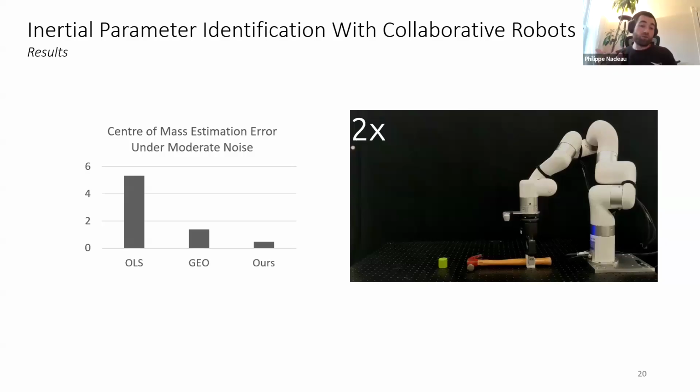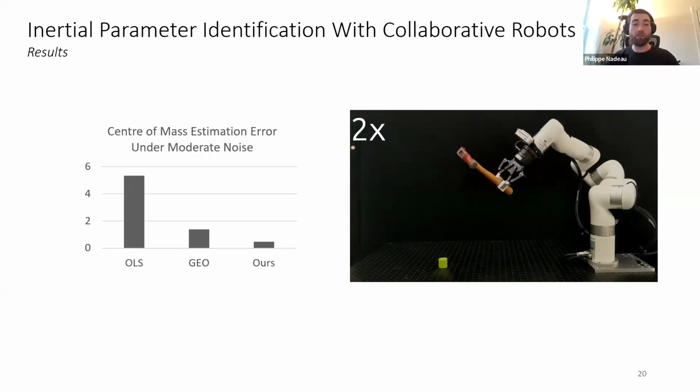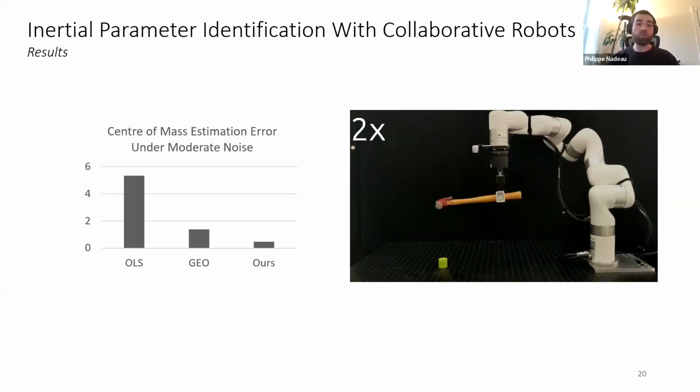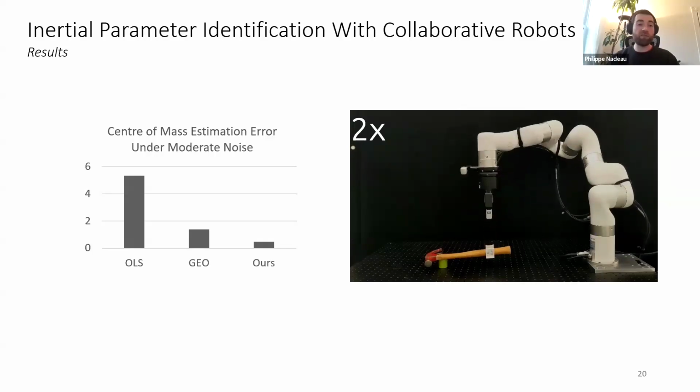So to demonstrate the accuracy you can get with this algorithm, we have a robot equipped with modest hardware perform shape reconstruction, part segmentation, and parameter identification of a hammer. And then the robot is able to balance the hammer on a very small peg.